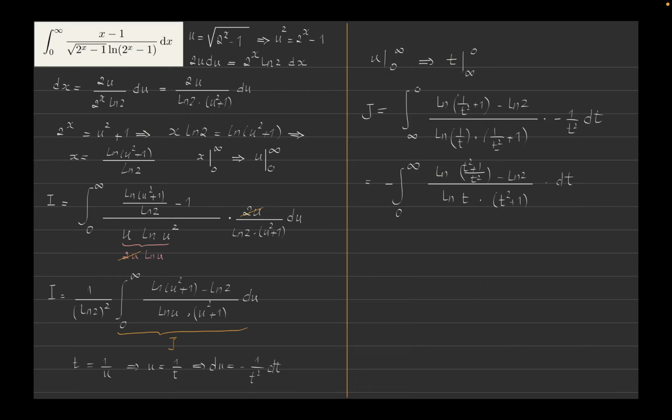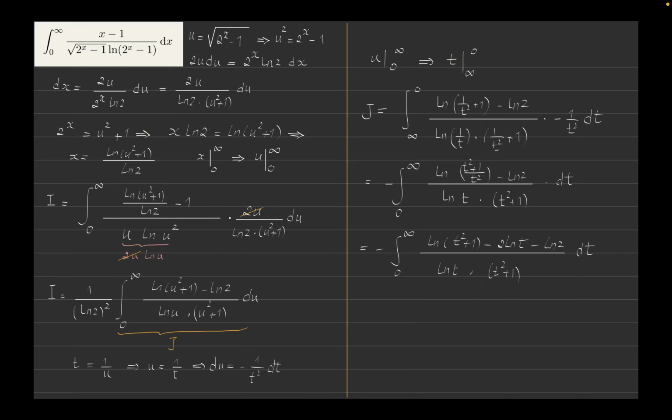Okay. Again, it might look a little bit strange, what we are doing, but be patient a little bit. So this becomes minus integral from 0 to infinity, and in the numerator, what can I do? I can write it as ln of t squared plus 1 minus 2 ln of t, and then I have minus ln of 2, divided by ln of t times t squared plus 1 dt.